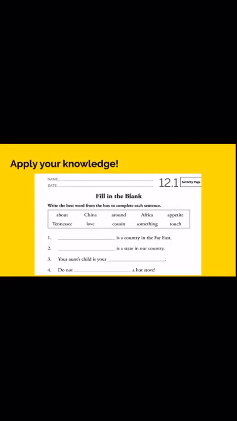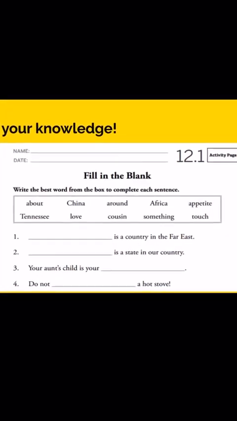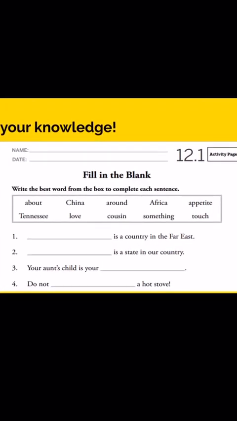All right, now it's your turn to apply your knowledge. Let's read the directions and then we'll read the words in the box. Write the best word from the box to complete each sentence. So all you're doing is filling in the blank. Let's read through the words. We have about, China, around, Africa, appetite, Tennessee, love, cousin, something, and touch.